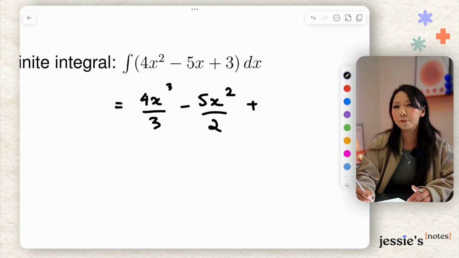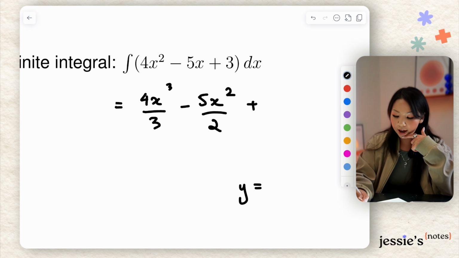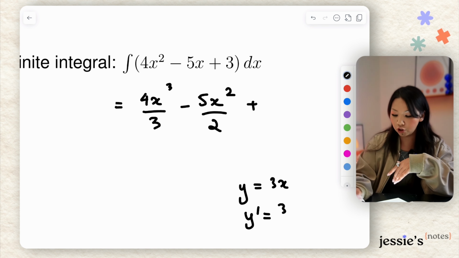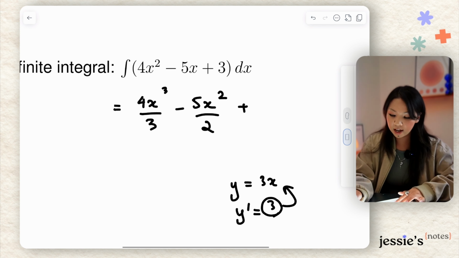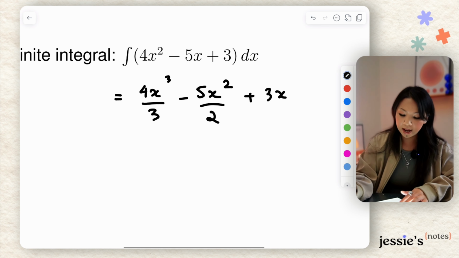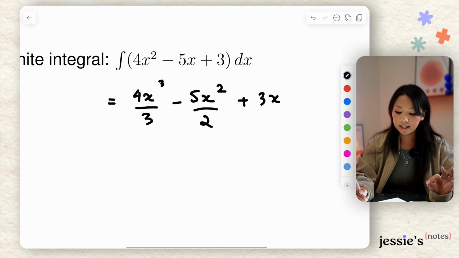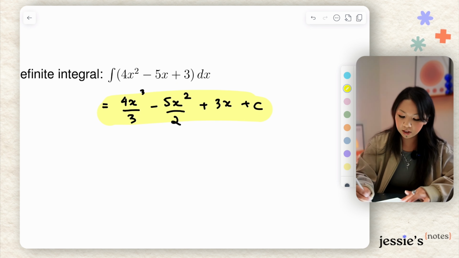How about if you have a 3? Well, if you think about the derivative, if you have y is equal to 3x, when you differentiate it, you drop the x and you get a 3. So if integrating, if you have a constant, to go back to the original, you add the x. So anytime you have a constant here, we just chuck an x in front. Okay, now is that fully simplified? Yes, it is. So I'm just going to write plus c, and that is my indefinite integral.